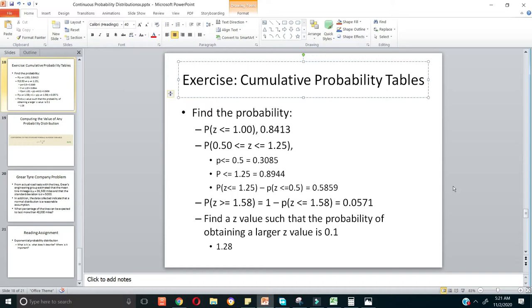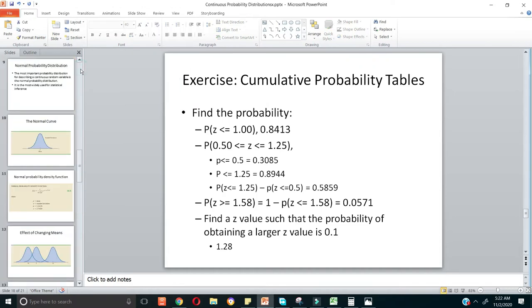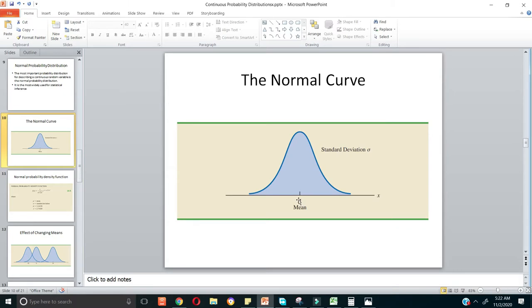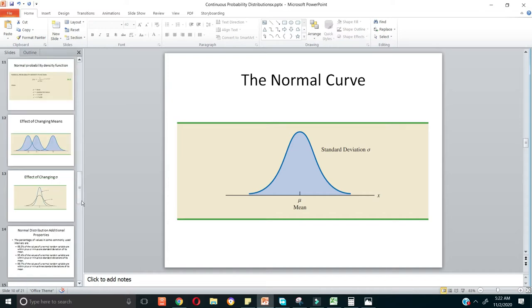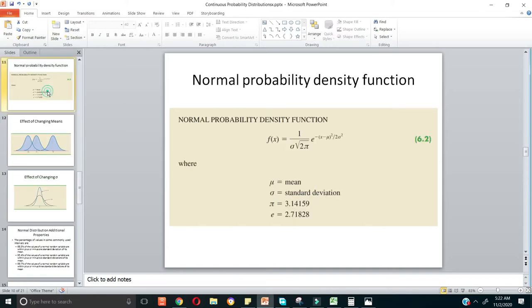The last thing we covered was the standard normal distribution. It's basically a normal distribution where mu is equal to 0, so it is centered around 0, and the standard deviation is 1. So you have such a normal distribution.